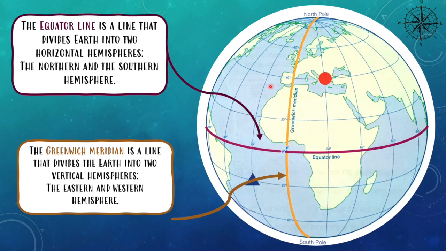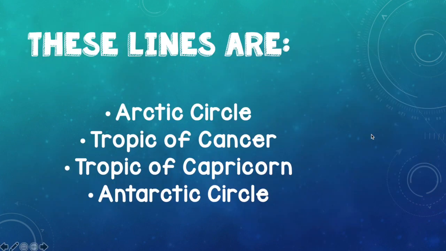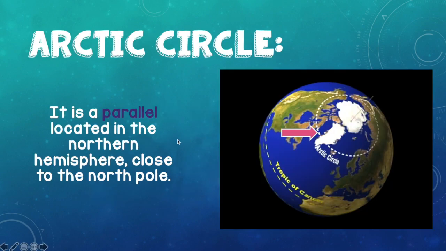Today, you are going to learn about other lines of reference that are important too. These lines are the Arctic Circle, the Tropic of Cancer, the Tropic of Capricorn, and the Antarctic Circle. All of these new lines that you are going to learn about are parallels. Let's start with the first one, the Arctic Circle. As I told you, it is a parallel located in the northern hemisphere close to the North Pole. This is the North Pole, and the Arctic Circle is this imaginary line close to it. This is the Arctic Circle. Remember, all these lines are imaginary. You cannot see them with your eyes, but you know that they are there.